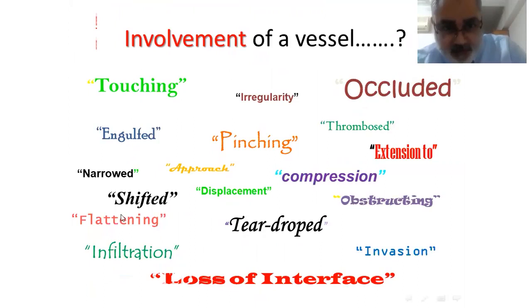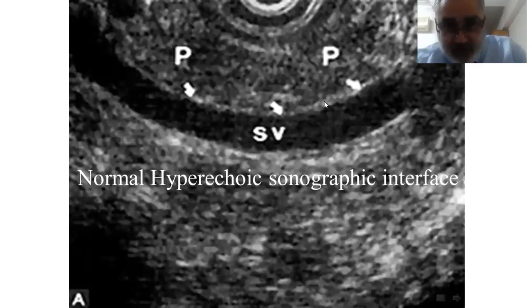I think that is all right, but I think the most suitable and the most accurate item of vessel involvement is loss of the normal interface between the vessel and the tumor. This picture shows the normal line of interface between the vessel and the pancreas. This is the white line here, the normal interface between the vessel and the pancreas. If this vessel is interrupted, infiltrated, becomes irregular, or compressed, then there is involvement of this vessel.